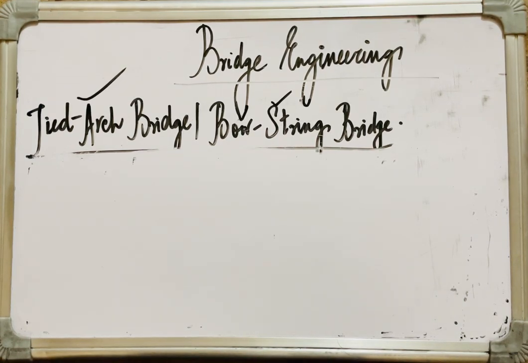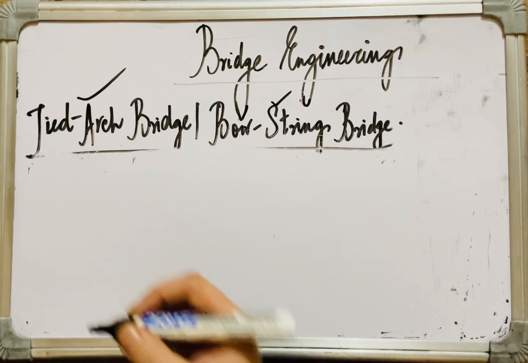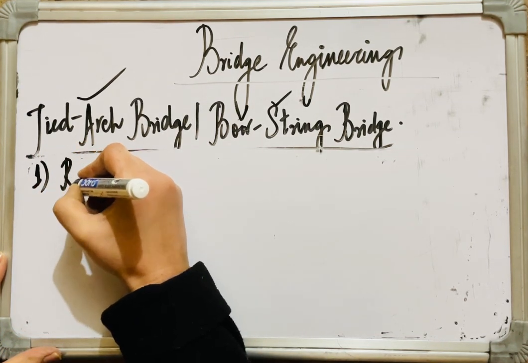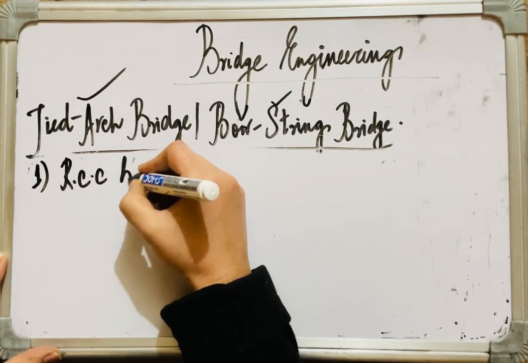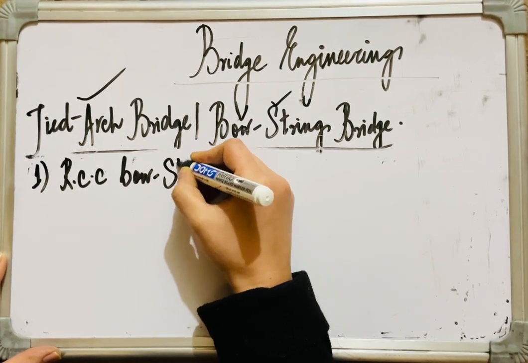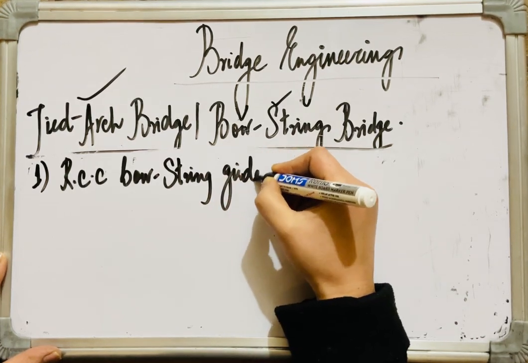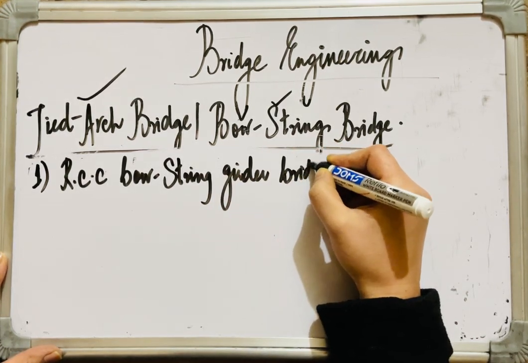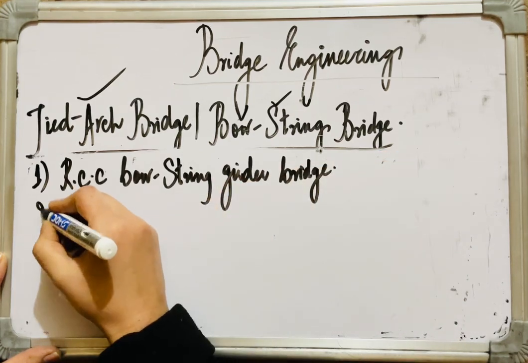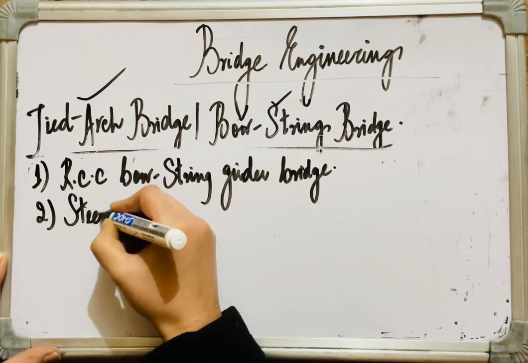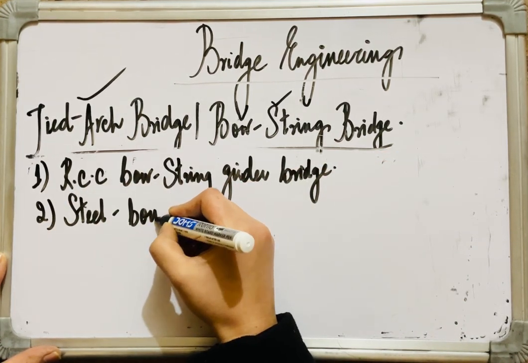So we have two types of tied arch bridges or bowstring girder bridges. The first one is the RCC bowstring girder bridge, and the second one is the steel bowstring girder bridge.